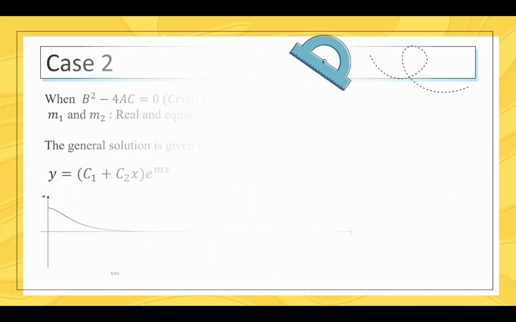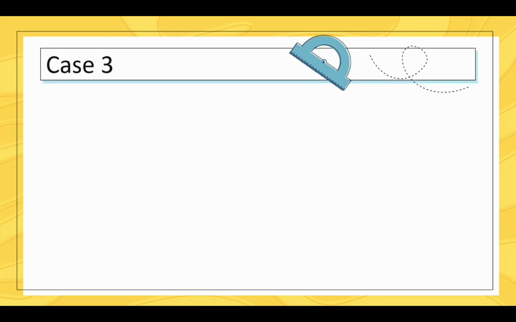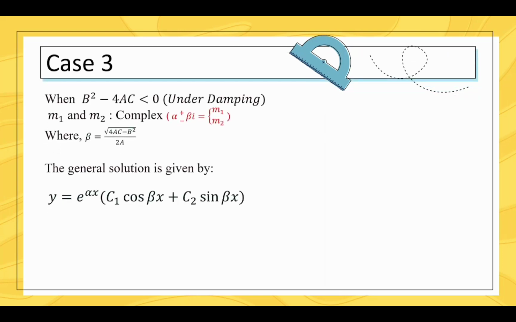Lastly, it is case 3. Case 3 is when b squared minus 4ac is less than 0, and this case is for underdamping. This phenomenon occurs when the roots m1 and m2 are complex, which means that the roots have imaginary numbers. The general solution formed due to these conditions is y equals e to the power of ax times (c1 cos beta x plus c2 sin beta x). Attached below is a graph that represents the equation of the general solution above.